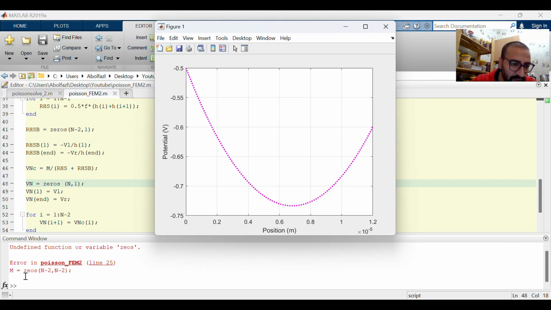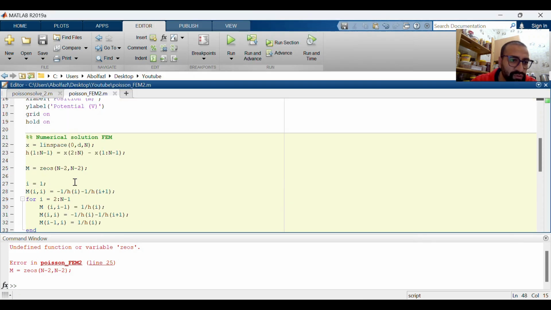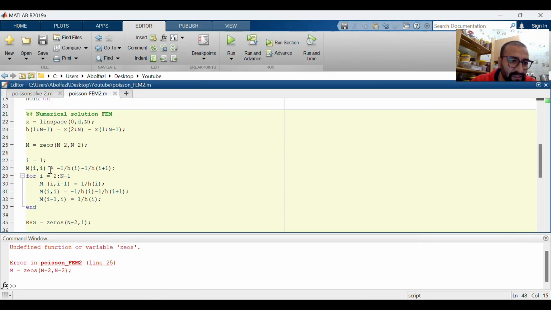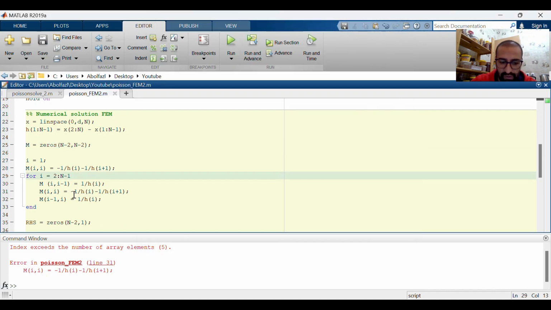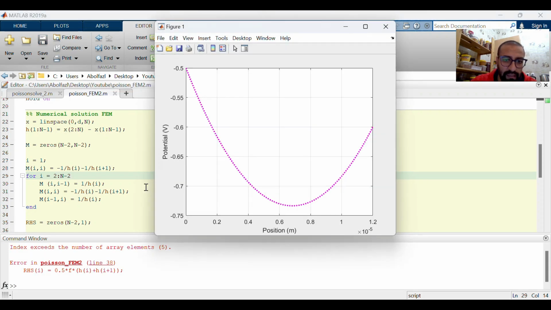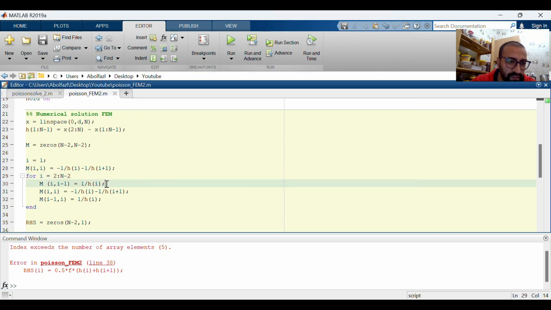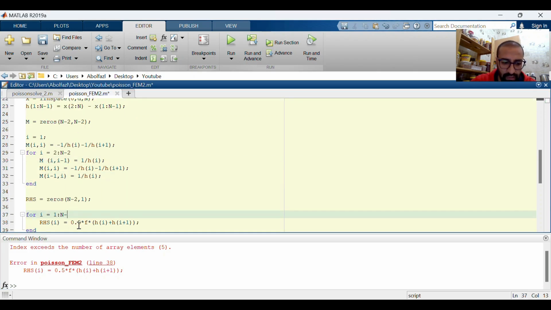Zeros is not known, and this is M. Here it should be zeros. Zeros, press F5 again. And here index should not exceed from, here it should be n-2. And another error, and also here it should be up to n-2.